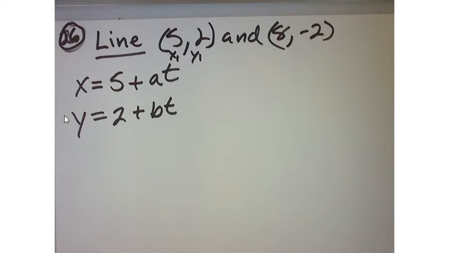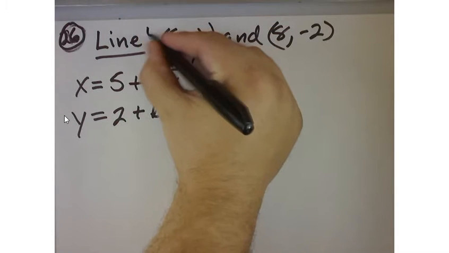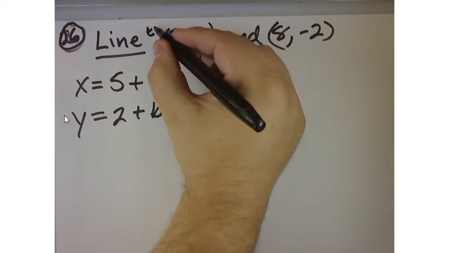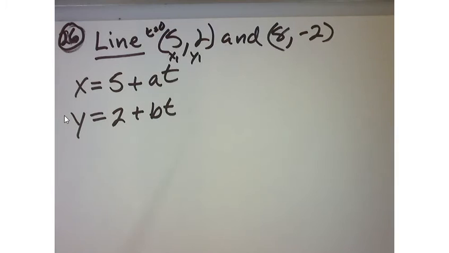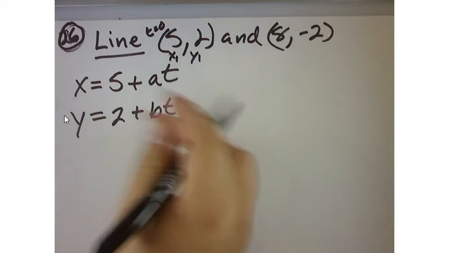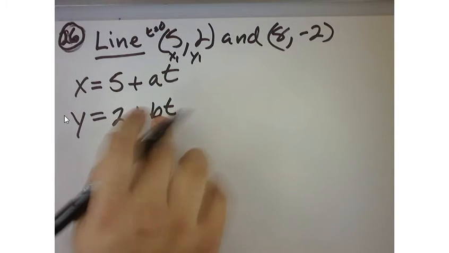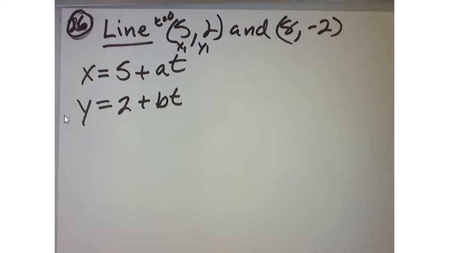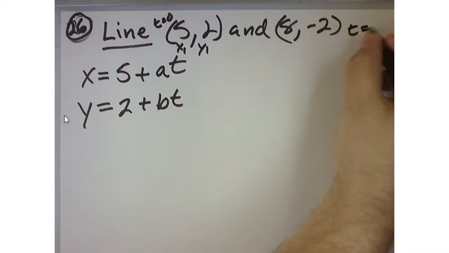Now, we're going to consider that the first point occurs when t equals 0. And if that occurs when t equals 0, when I plug in 0 for t, that does give me x equals 5. When I plug in 0 for t, that does give me y equals 2. So far, we're good to go because every statement is valid. And then the other one is 1. Yeah, and then here we're going to say t equals 1.